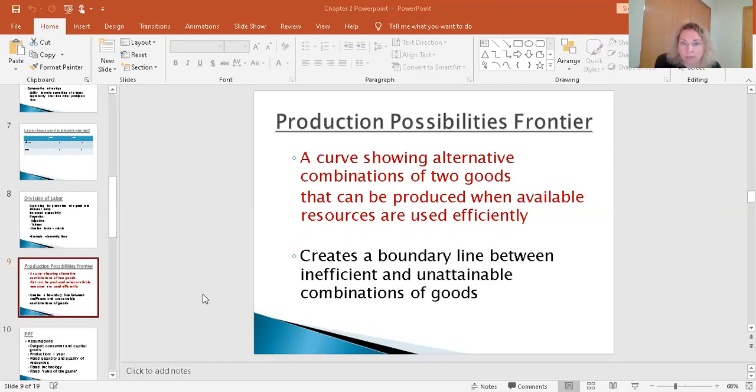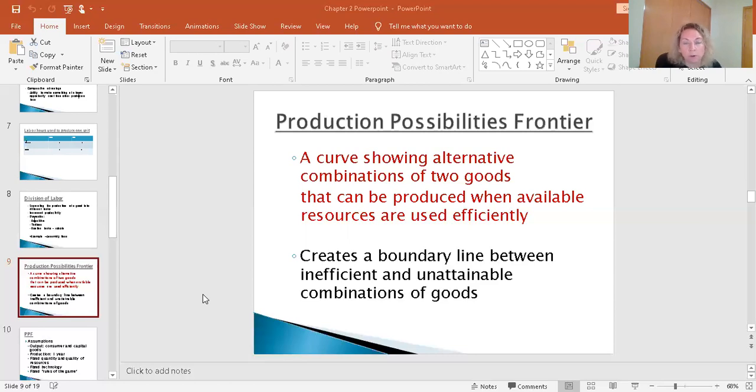Just like I said, my limitation is 24 hours a day. So I actually wouldn't have a PPF that included 12 hours of market labor teaching and 13 hours of household production, like washing my clothes and cooking and things like that, because it's not actually possible for me to do that. So that wouldn't be included on my PPF.